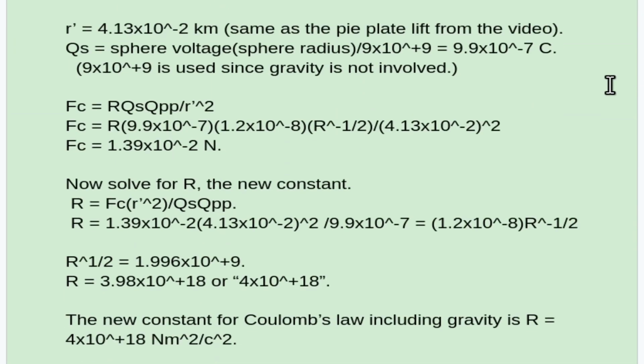R prime is the same as the pi plate lift in the video, 4.13 times 10 to the minus 2 kilometers. Qs is the sphere charge, equal to the sphere voltage times the sphere radius divided by Coulomb's original constant, equal to 9.9 times 10 to the minus 7 coulombs.